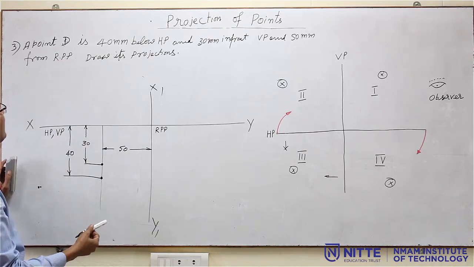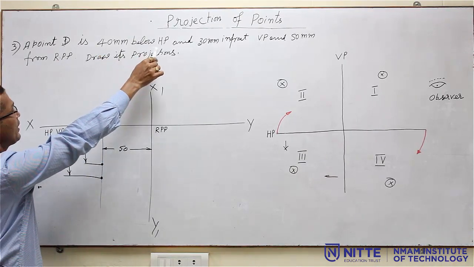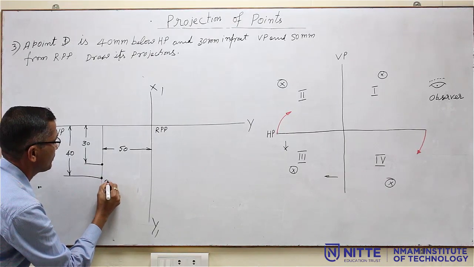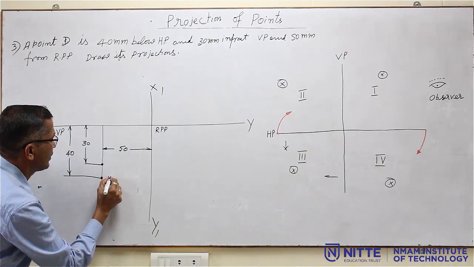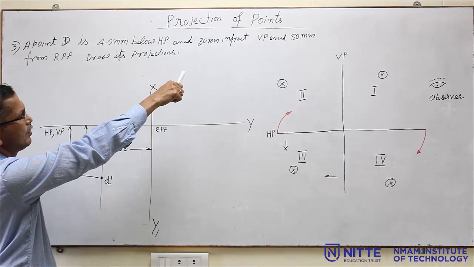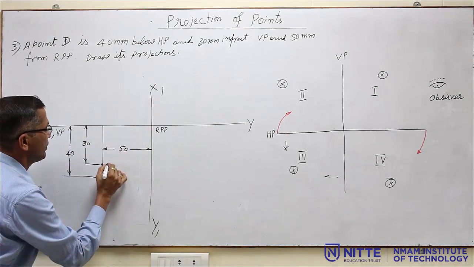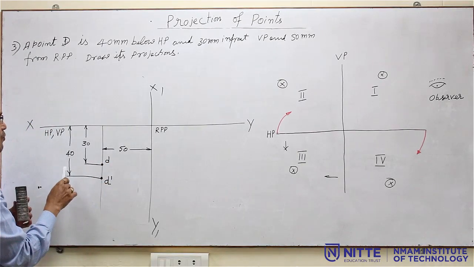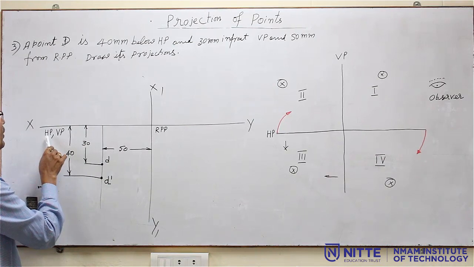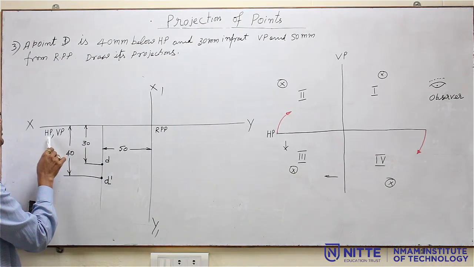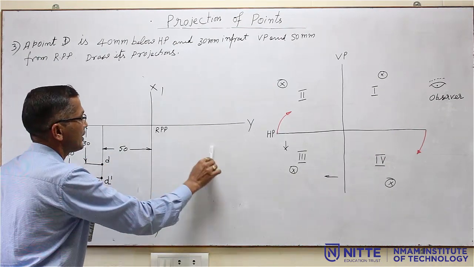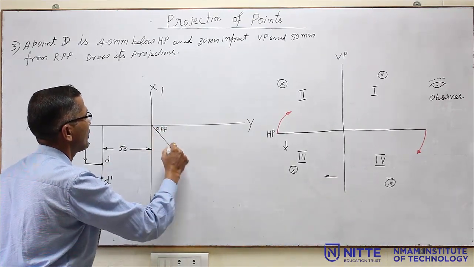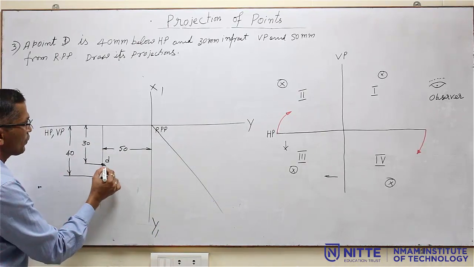Now, 40 mm below HP means it is in VP. So this becomes D dash, and 30 mm in front of VP, that is in HP, so this is the point D. Now I have to draw the profile view. For that I have to draw a 45 degree line adjacent to HP. HP is here, so this itself is the profile plane as well as adjacent to HP. That is why I have to draw a 45 degree line here. Then go to the top view.